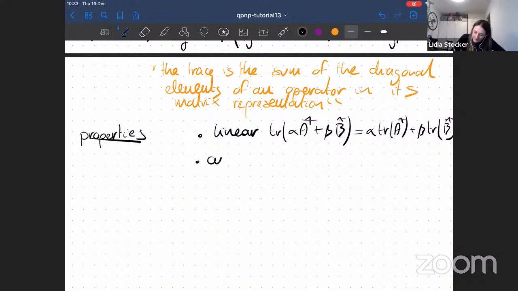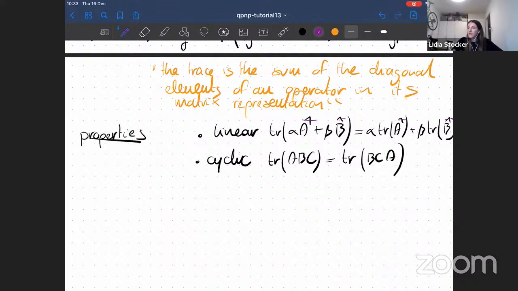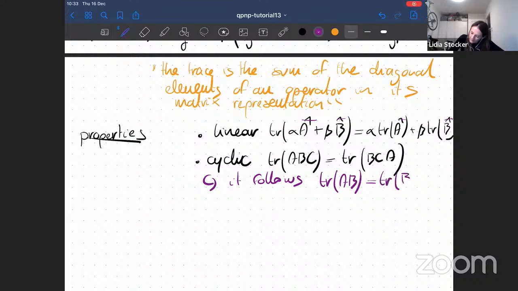And then the trace is cyclic, and this means that trace ABC is equal to trace BCA. These are the properties that you have to show in the exercise sheet. But just a comment, from this it follows that the trace is a symmetric operation, so we have trace AB equals trace BA. I think in this exercise sheet you only need this property, but it is also very useful in many other cases.